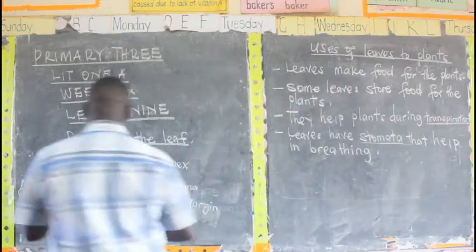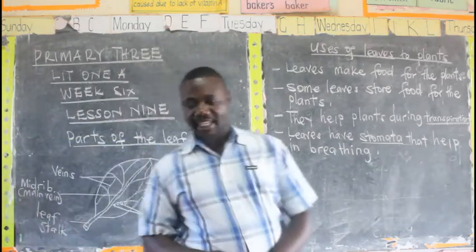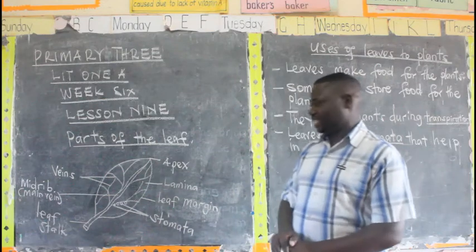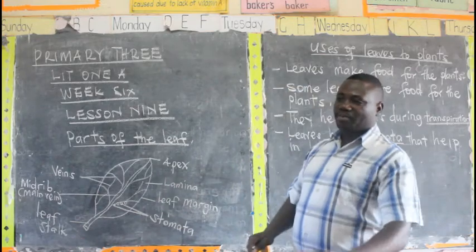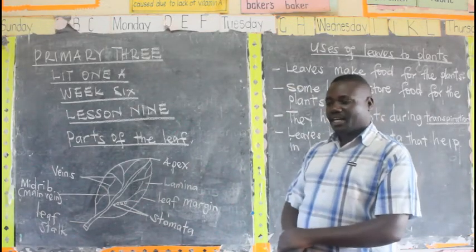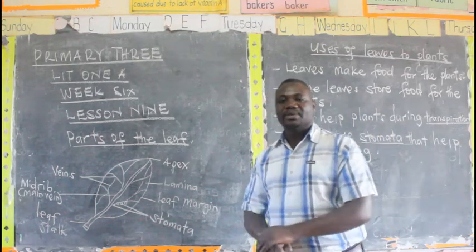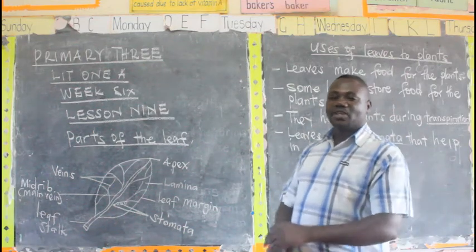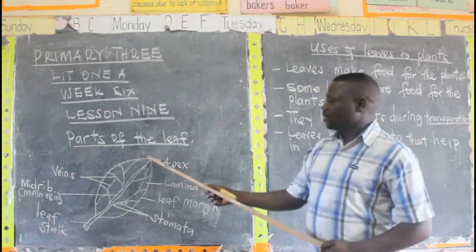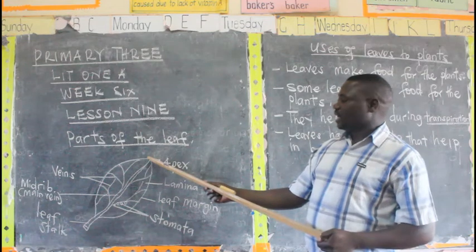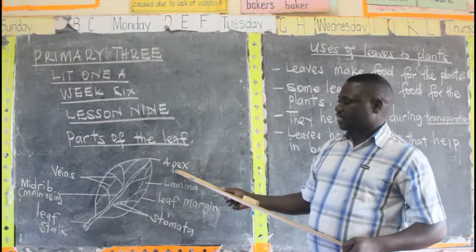So now, my dear children, we are having here the structure of the leaf. And this leaf here has got parts. Are you getting me? We are going to read one by one, and I want you to be repeating after me. I believe that all of you have ever seen a leaf, and you always eat some leaves. So this part, which appears at the tip or at the top of the leaf, we call it apex. All of you? Apex. Good.